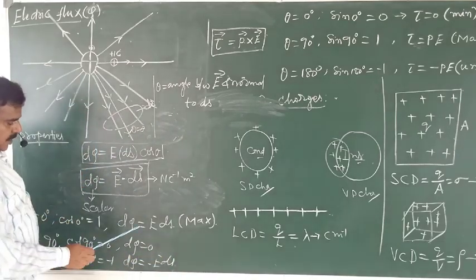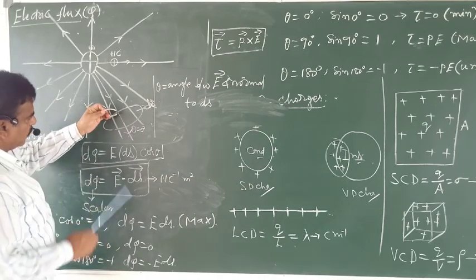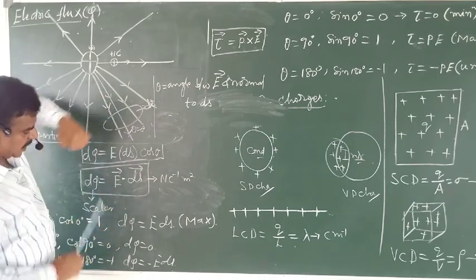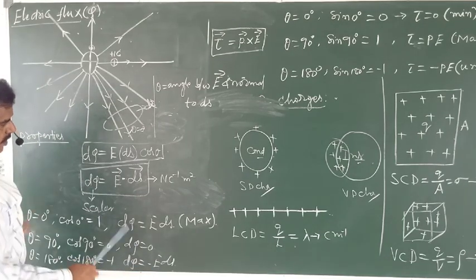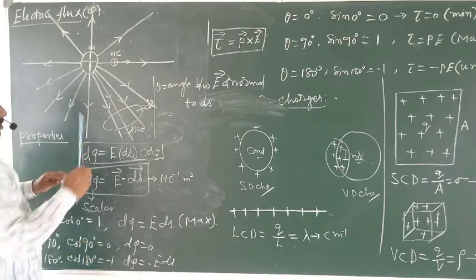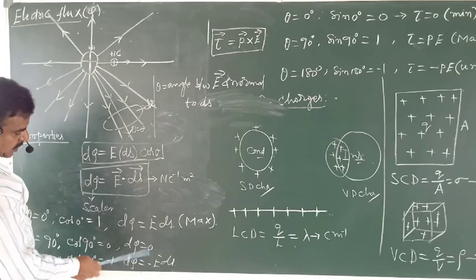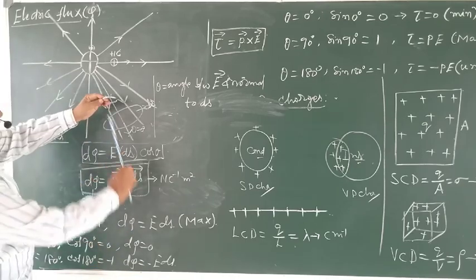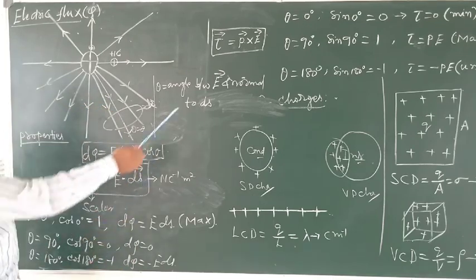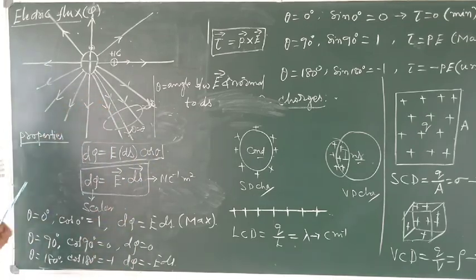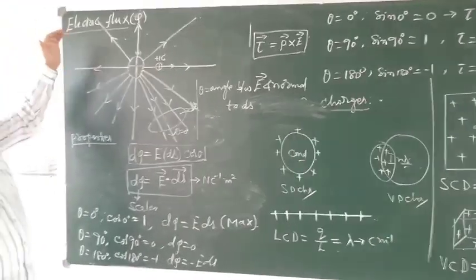This is taken as outward flux. This is taken as inward flux. Negative flux means the flux is directed inwards. Outward flux means the flux is directed away from the area. If you understand the concept of flux very clearly, in the next session we shall introduce Gauss law.